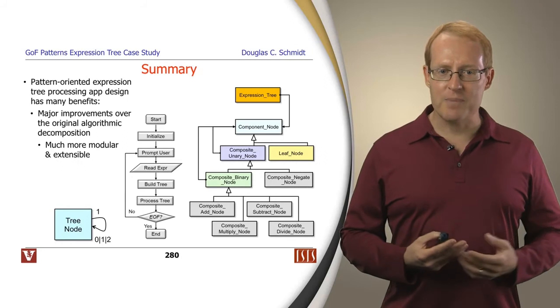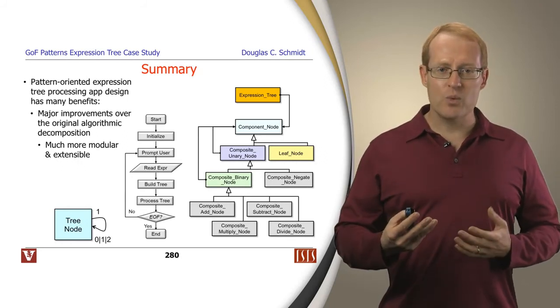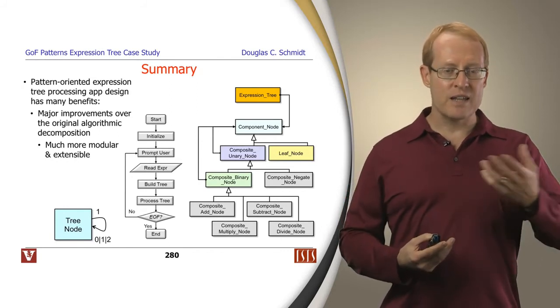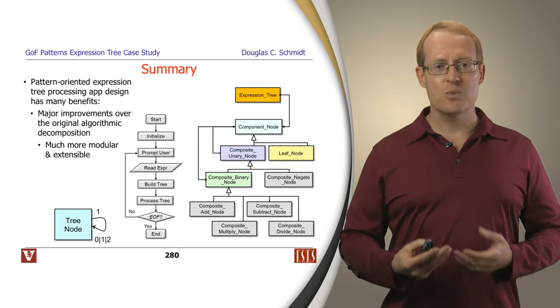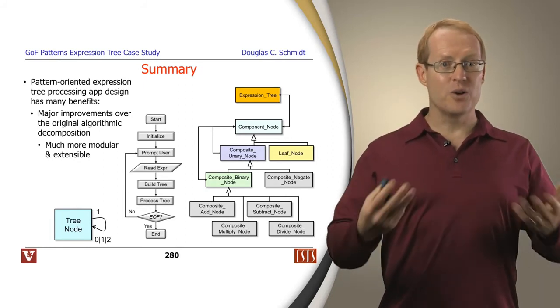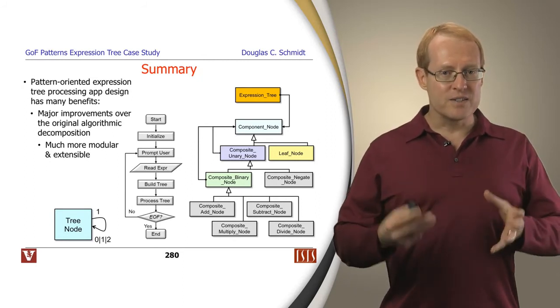There wasn't a lot of encapsulation. The pieces were tightly coupled together. In contrast, we ended up with very modular solutions. It's easy to add new capabilities. It's easy to add new nodes. We can add new commands. We can add new types of traversal, iterators, and so on and so forth. We can add new types of operation modes, and they're all very localized and contained.